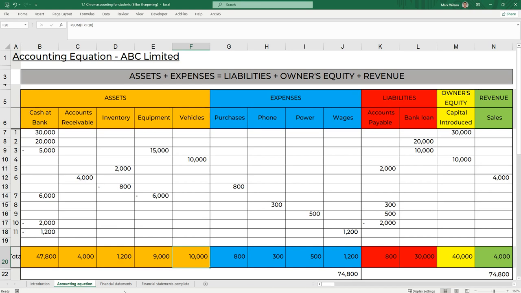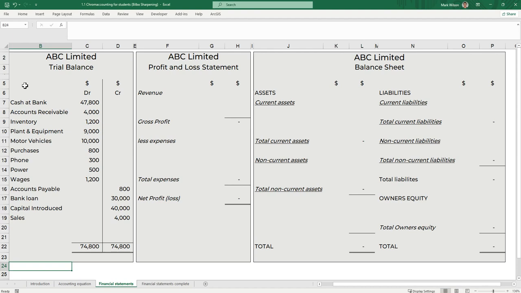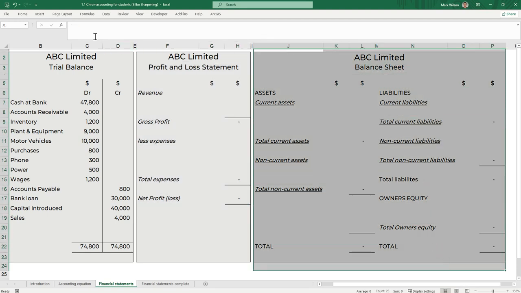What we then get our students to do is to take these numbers in row 20 for each of these general ledger accounts and put them into a trial balance, which we've got over here on the financial statements here. We can see that all of my debits equals $74,800 and all of my credits equals $74,800. So I can see that I balance. So what we do then is we take the trial balance and we would post each of these general ledger accounts into the appropriate financial statement, whether it's profit and loss or into our balance sheet.